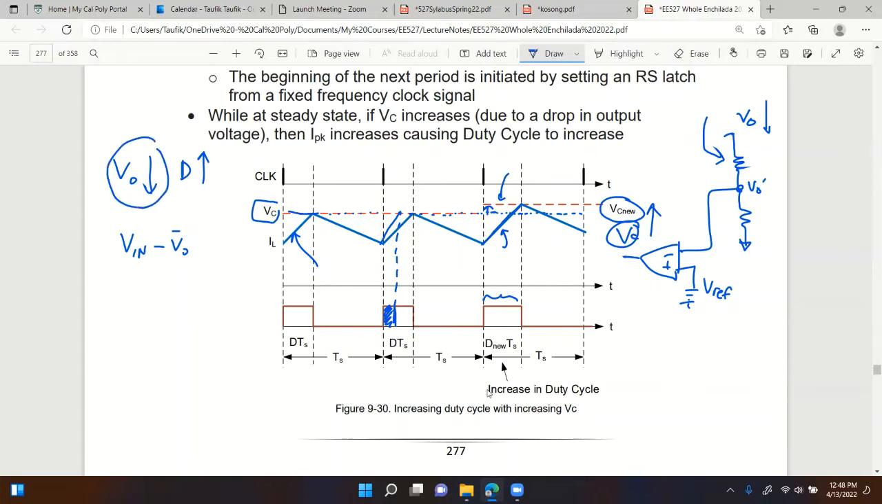Voltage drops, but we want the controller to see it right away, and it does see it right away, by increasing VC. Pretty cool, right? Simply by increasing VC corresponding to the drop in the output voltage, you can increase the duty cycle to compensate for the faster charging slope. Any question on this?